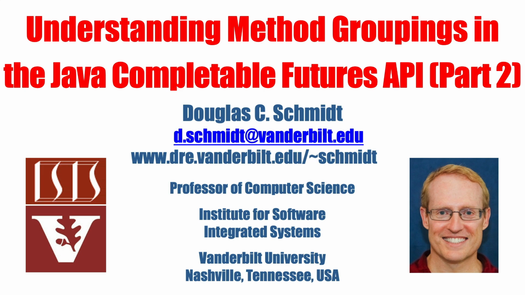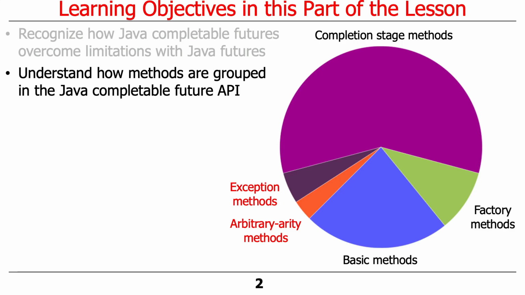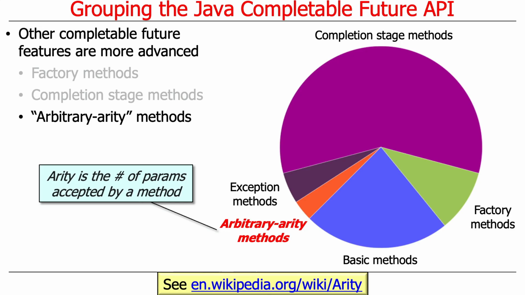So now let's finish off our overview of the way to group together these 60+ methods in the Java CompletableFuture API. And now we're going to talk about exception methods and arbitrary arity methods. So what are arbitrary arity methods? First of all, what does arity mean? Seems like a fancy schmancy word. Arity is just something that means the number of parameters that are accepted.